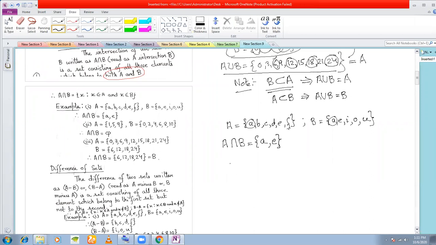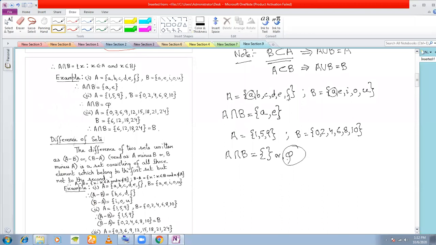Let us take another example. A is equal to 1, 5, 9, B is equal to 0, 2, 4, 6, 8, 10. What should be A intersection B? What are the elements that are common to A and B? 1 is not in B. 5 is in A but not in B. 9 is in A but not in B. In fact, no elements are common between A and B. So this time we write A intersection B is an empty set, or a null set. Empty or null set, both can be used. Mostly we use this symbol.